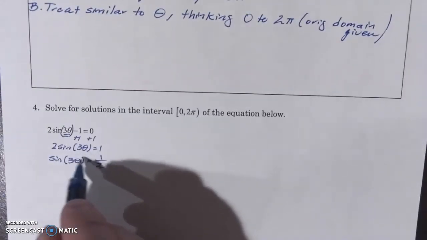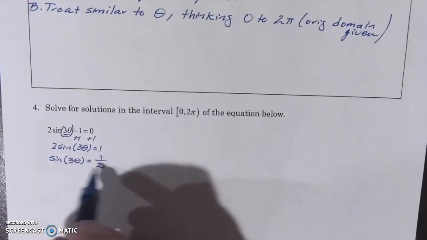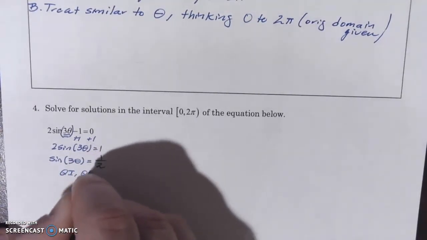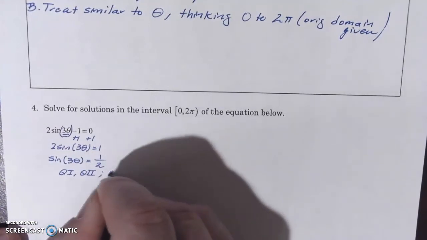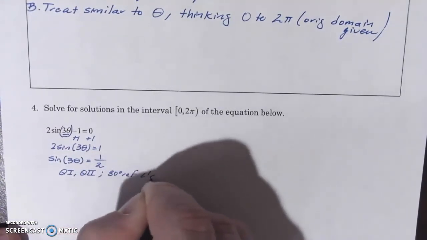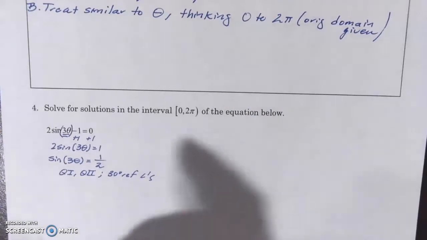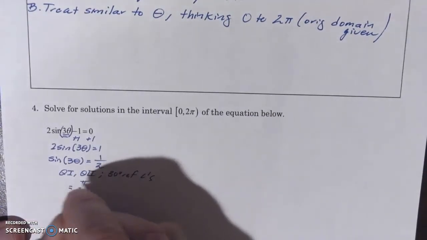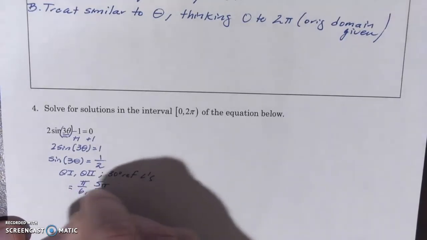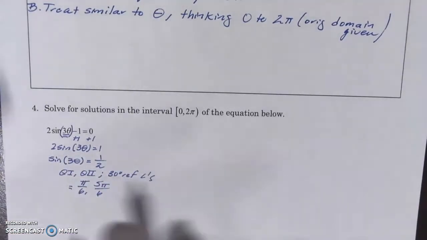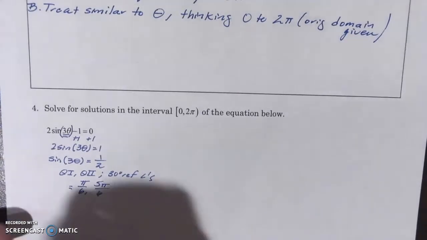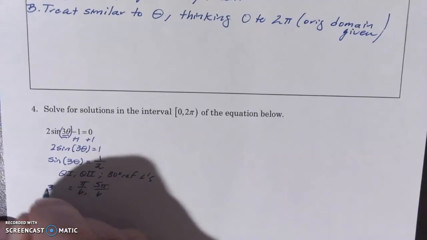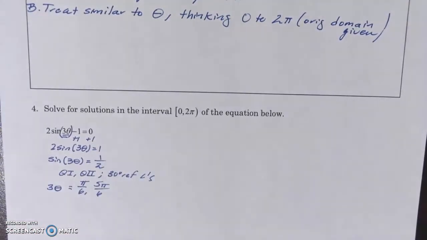Forgetting that there's a 3 theta here, sine values are 1/2. We're thinking quadrant 1 and quadrant 2, with 30-degree reference angles. We continue on by saying that the angles would be pi over 6 and 5 pi over 6. Now, if this just said sine of theta, we'd be done. Theta would equal those two. Here, we're not solving for theta. We're actually solving for 3 theta.